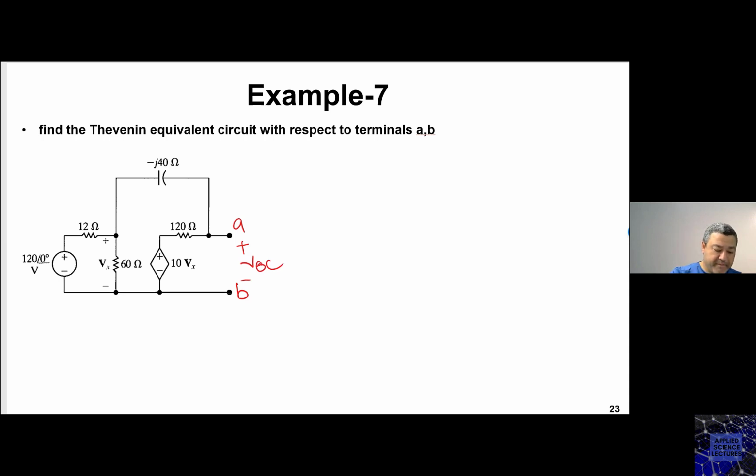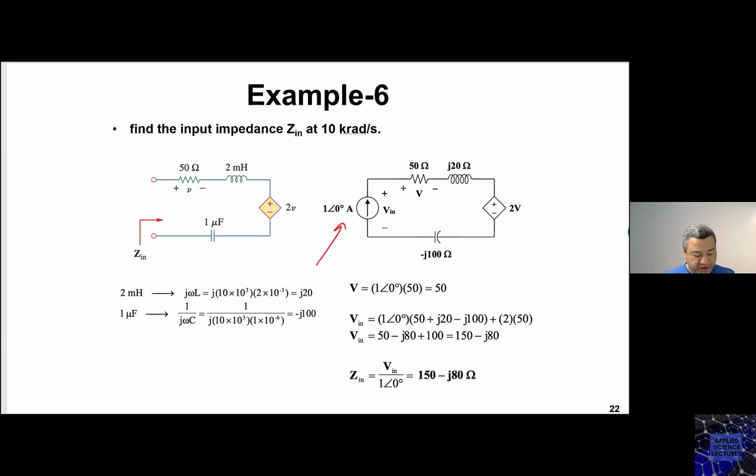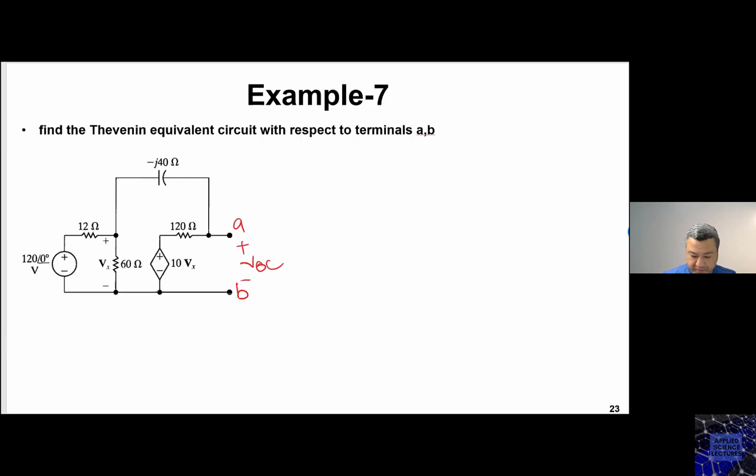Okay, so I will redraw the circuit in order to make it looking simpler. So on this circuit, the impedances are already calculated, so you don't need to do anything for the capacitor here. It's already given to you in ohms. So we have the following.